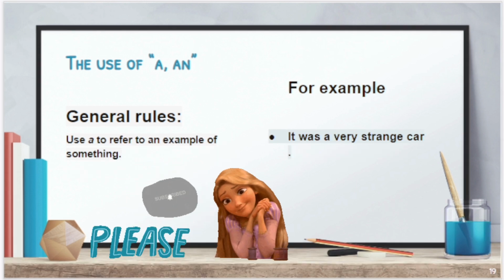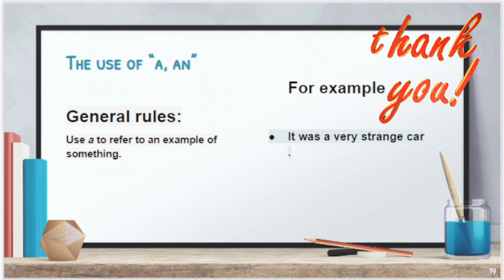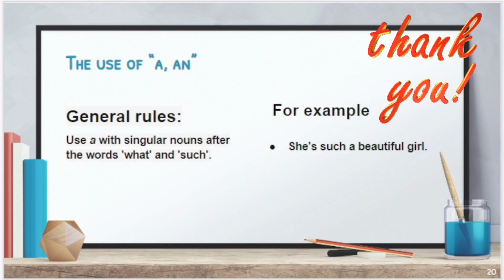Fifth rule, use to refer to an example of something. For example, it was a very strange car. And sixth rule, use with singular nouns after the words what and such. She is such a beautiful girl.